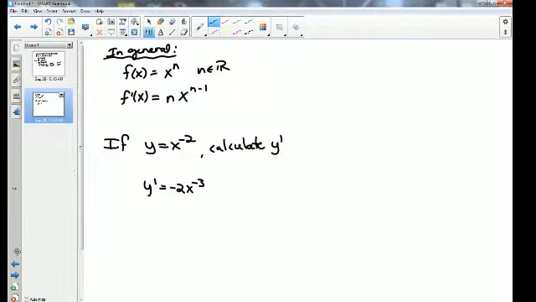You have to be careful of those, okay? Just follow the formula, guys. Just don't make it hard.